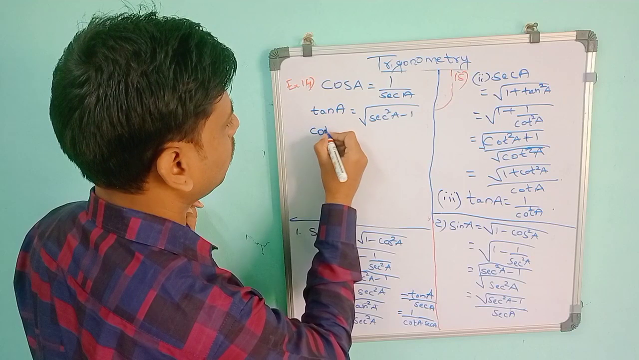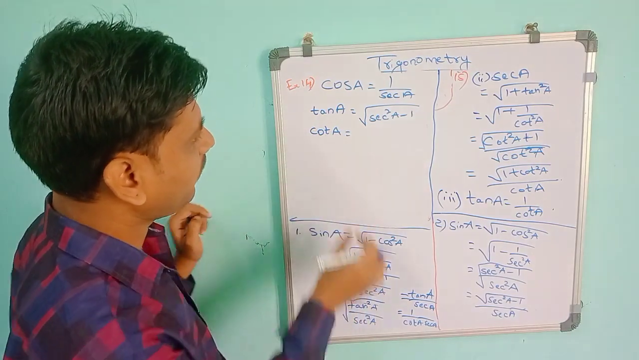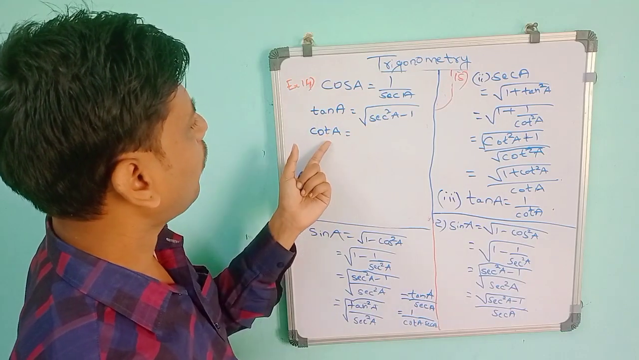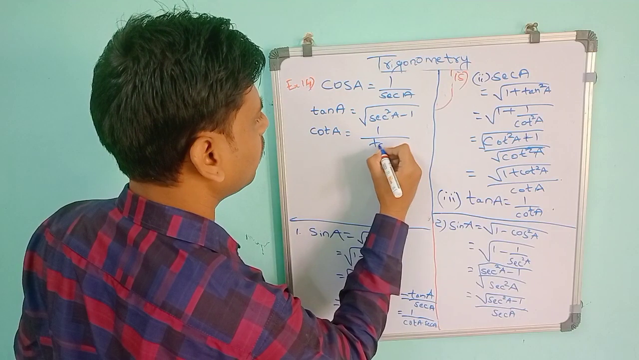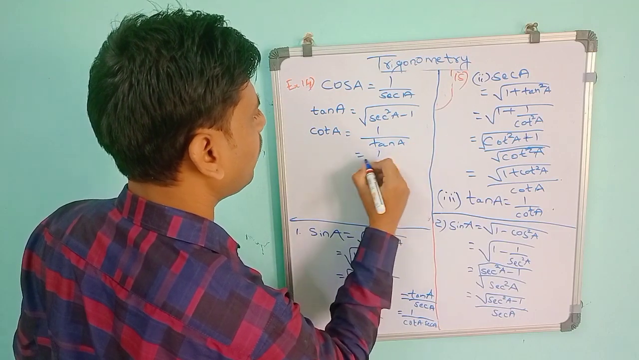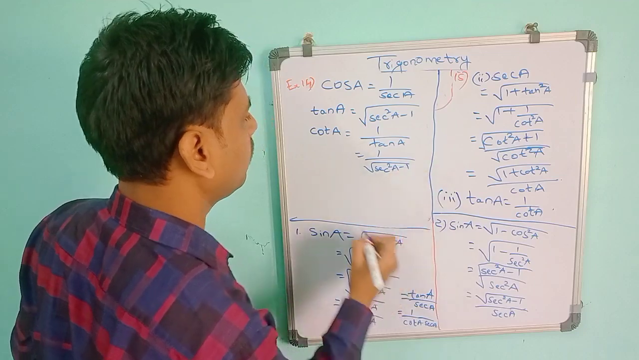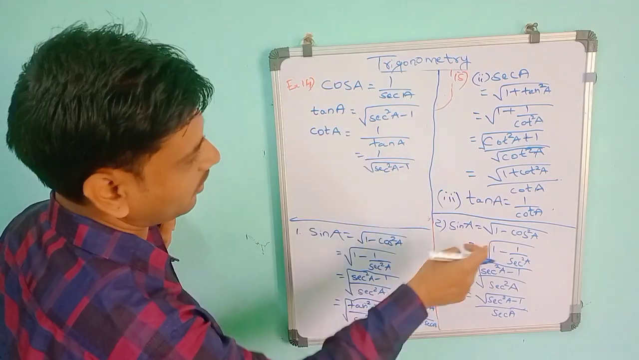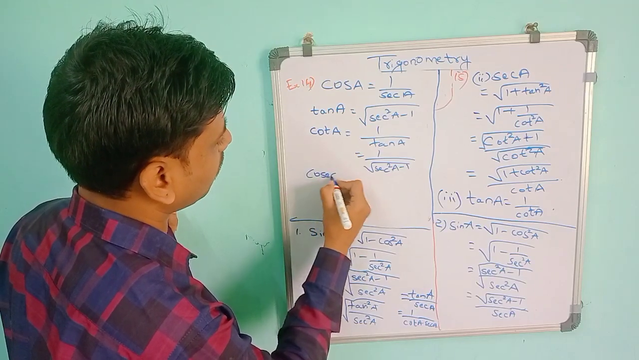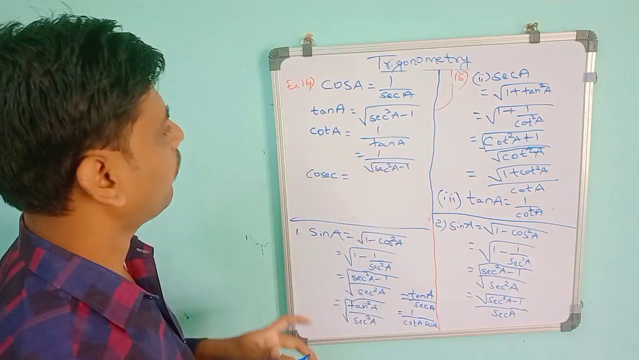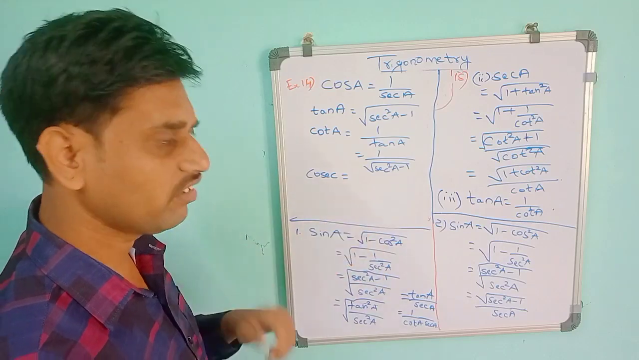Then cot a. We know that cot is the reverse of tan a, so it will be 1 by tan a. So it will be 1 divided by root of sec square a minus 1. Then lastly, sin is over, cos is over, tan is over, cot is over, only cosec remains. So for cosec, we know that 1 plus cot square is equal to cosec square a.